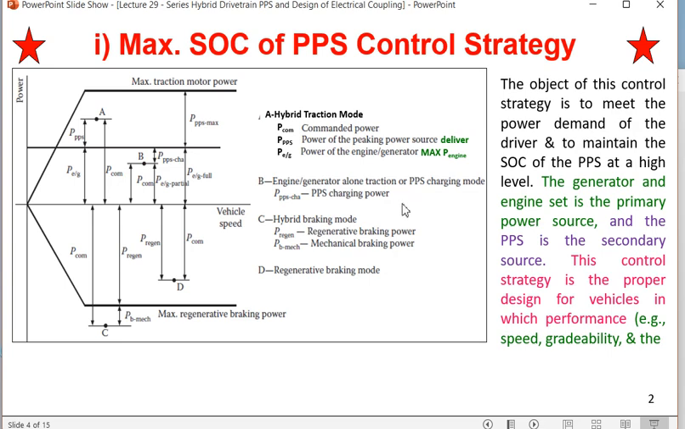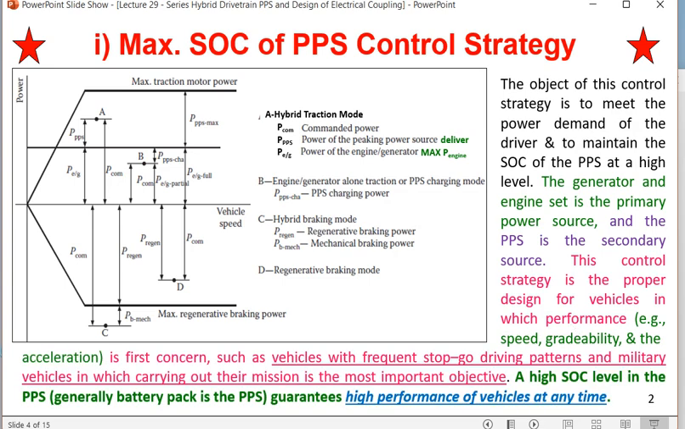This control strategy is properly designed for vehicles in which performance has to be decided, that is speed, gradability and acceleration. So if we want a pre-decided speed, good gradability, that means the vehicle is going up a hill, plus proper acceleration, all these things can be satisfied by this max SOC of PPS control for a series hybrid electric drivetrain.